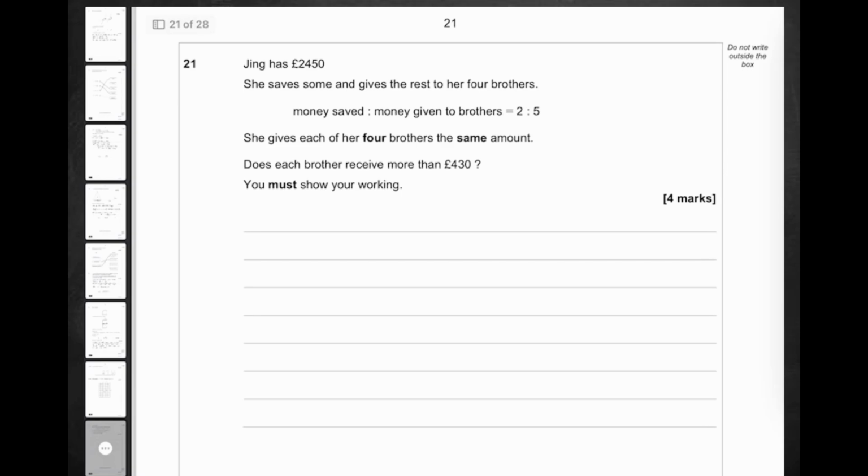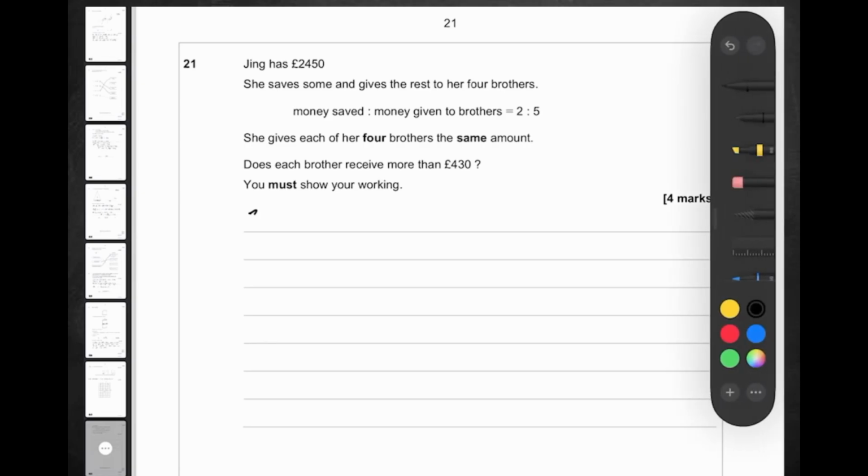Question number 21. Jing has £2,450. She saves some and gives the rest to her 4 brothers. Money saved compared to money given to brothers is the ratio 2:5. She gives each of her 4 brothers the same amount. Does each brother receive more than £430? You must show your workings.